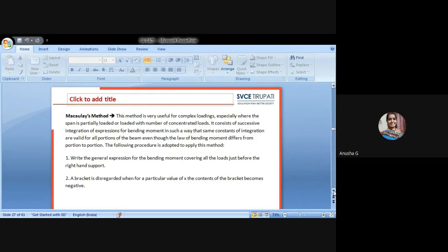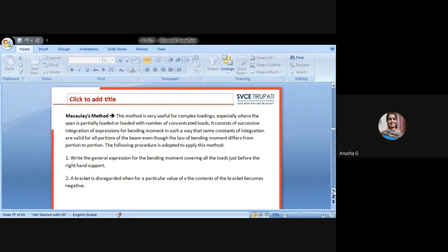This method is very useful for complex loadings. Where will we use this type of method? In structural analysis, we can take a span that is partially loaded or loaded with a number of concentrated loads. There we can easily solve this one. It consists of successive integration of expressions for bending moment in such a way that the same constants of integration are valid for all portions of the beam.